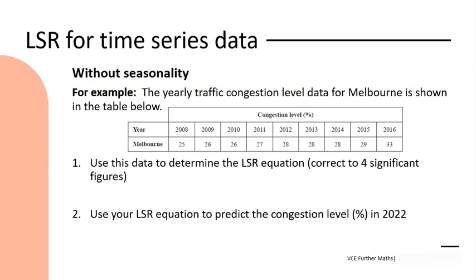In our example here, we have yearly traffic congestion levels for Melbourne shown in the table below. We've got from the year 2008 through to 2016 and the congestion levels as a percentage. We want to firstly use the data to determine the least squares regression equation, giving our answers to 4 significant figures. Then we're going to use that equation to make a prediction of what is expected to happen in 2022. So let's go across to our calculator and put that data in.